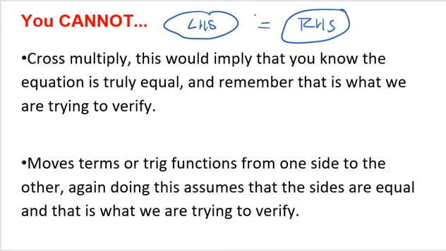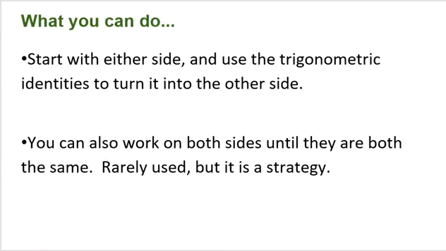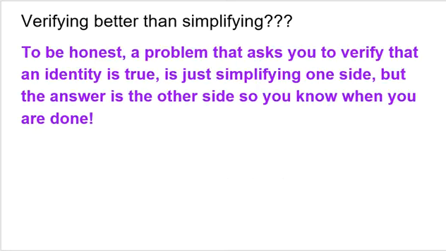So at no point can you cross multiply. At no point can you say, oh, I'm going to move this +1 to the other side by subtracting 1. No, you can't do that. You have to leave the sides alone. So what can you do? Well, you could start with either side, but then you have to stick to that side until it matches the other side. Or, like I mentioned earlier, you could actually slowly work both sides, not maneuvering things side to side. Again, you cannot move things side to side, but you could work both sides down to a point that they match up, and that would also help you verify. Now, that strategy is not often used, but we will see some problems where it could be used.